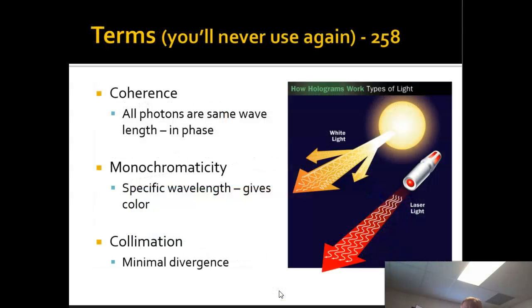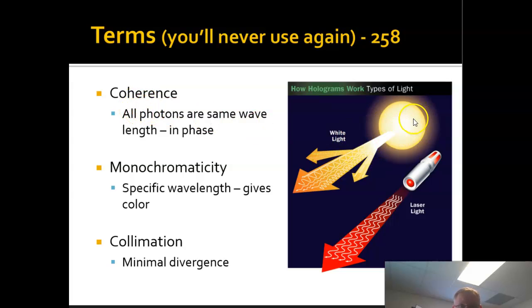There's a couple terms that you should be aware of. Coherence is that when a laser is coherent, you have all these photons at the same wavelength in the same phase. When that happens, you get the laser, right? So lasers have coherent light.